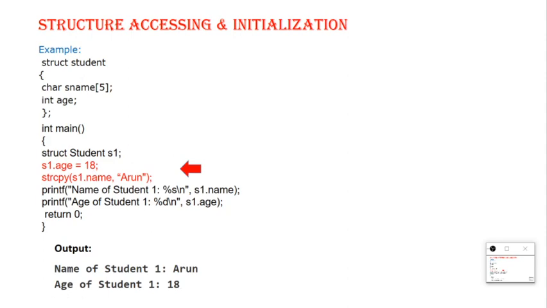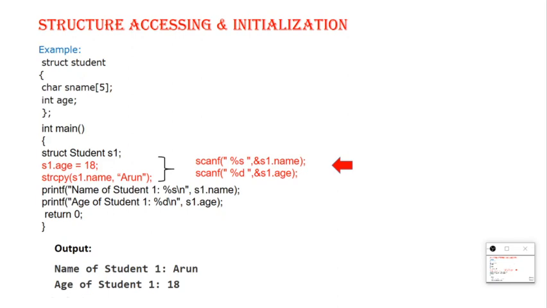And we can also have another alternative. Instead of assigning s1.age and using string copy, I can use scanf with %s, comma, s1.name, and scanf with %d, comma, s1.age. So I can also use scanf as an alternative to s1.age equal to 18 and string copy. Okay, and we can also declare another way of declaration.